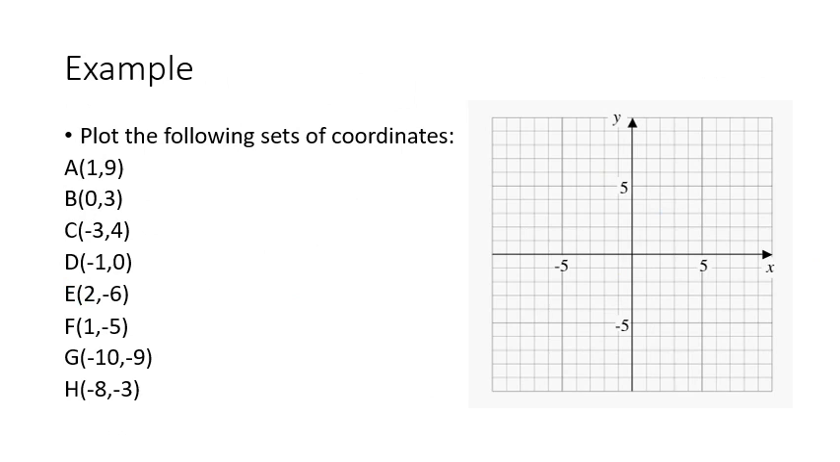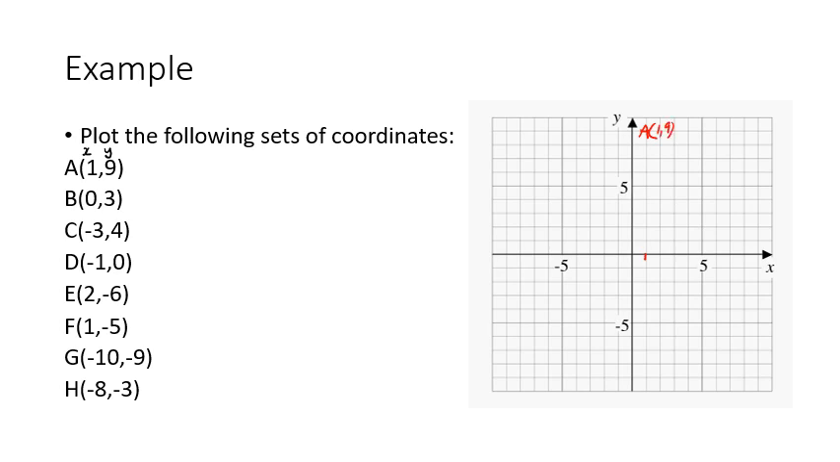I'm now going to show you some examples of plotting certain points. Now remember that the first number is always our x value and the second number is always our y value. So if we're going to plot A, we need to go 1 to the right on our x-axis, which is here, 1, and we go up 9 to here, and that's where I'm going to put my A. So the A is actually at the point 1, 9.